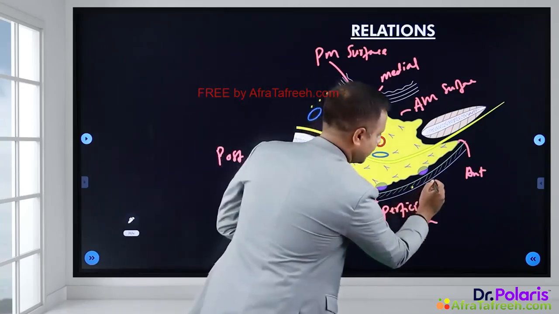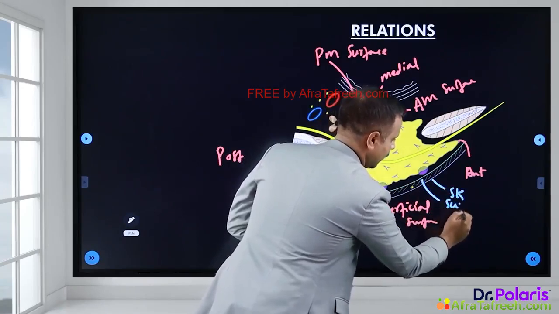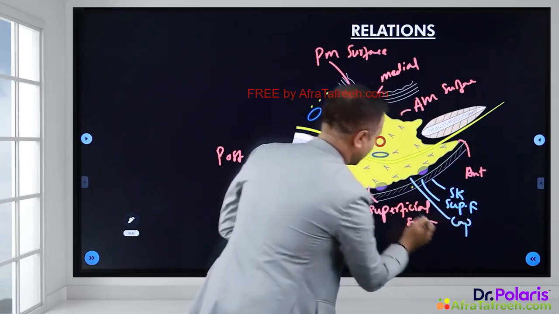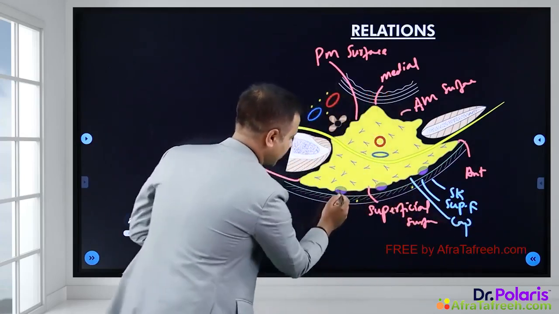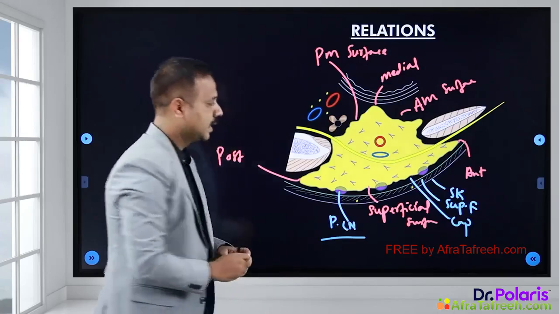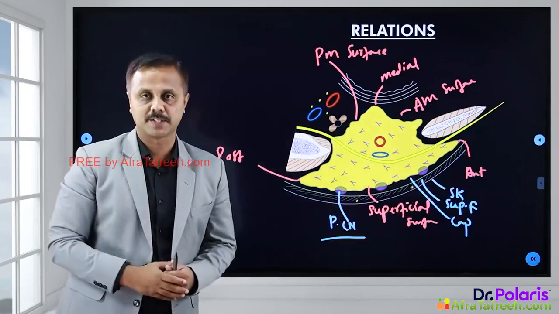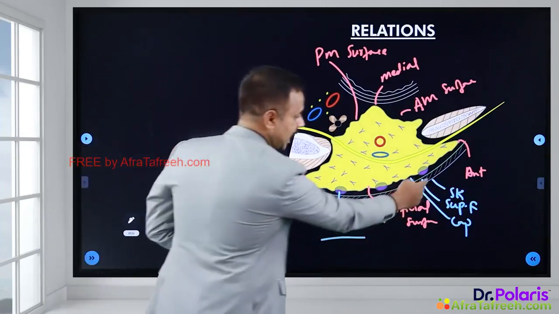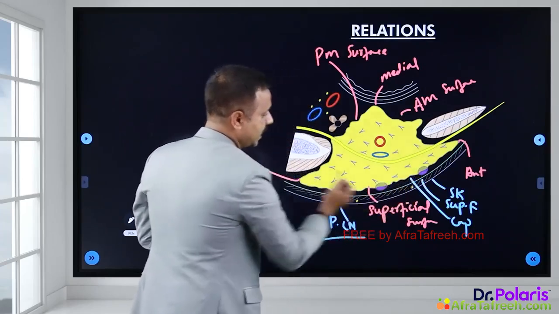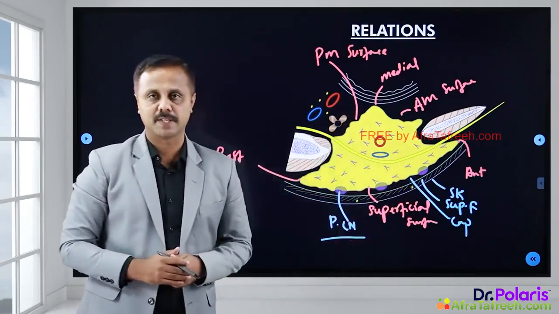The superficial surface initially has skin, then it has superficial fascia, then it has the capsule, and within the substance of the parotid, we can identify the parotid group of lymph nodes. These are the four structures that are related to the superficial surface. Right? What are they? We have the skin, then we have superficial fascia, followed by the capsule, and then the parotid gland.